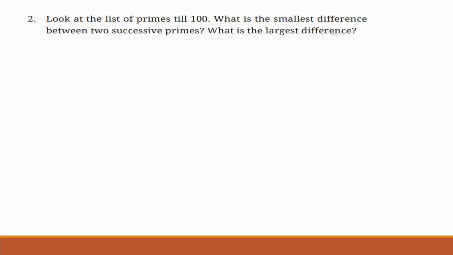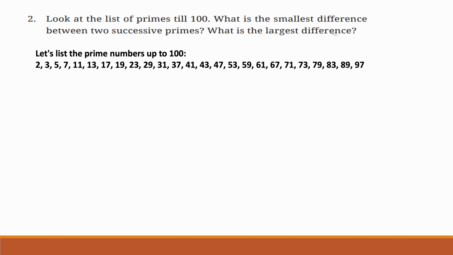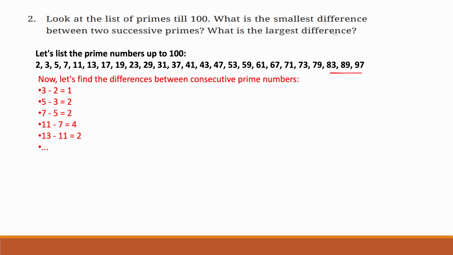Look at the list of primes till 100. What is the smallest difference between two successive primes? What is the largest difference? So first we can list the prime numbers up to 100: 2, 3, 5, 7, 11, 13, 17, 19, etc. up to 97. Now let's find the difference between consecutive prime numbers. Consecutive prime numbers are those prime numbers that follow each other in sequence.